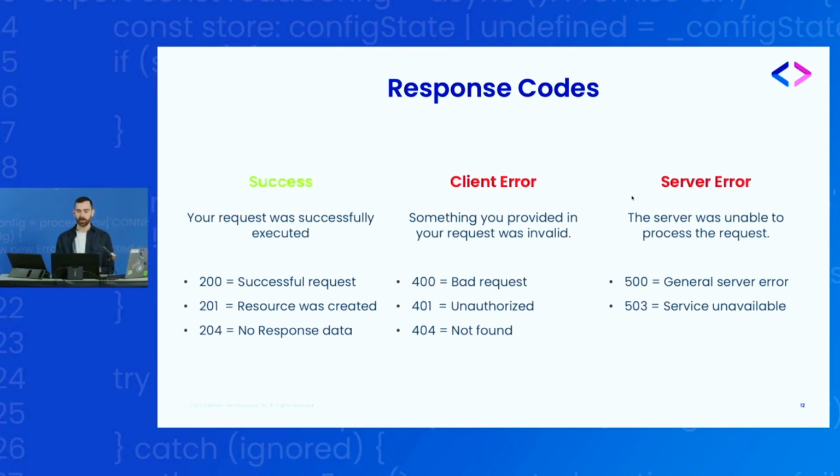The next series of response codes would be the client error response codes. That usually means something you provided in your request was invalid, and it's typically something you can fix yourself, but not always. These types of errors start with the 4, or the 400 series. At the general level, you might get a 400 bad request. That just means generally the request failed. You should check the response message to see more specifically what happened.